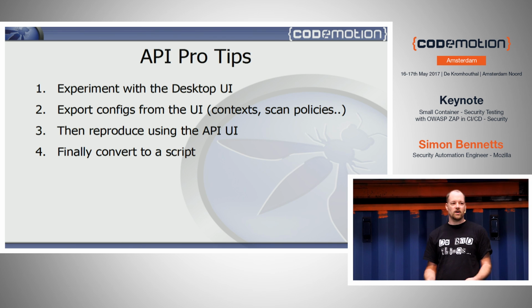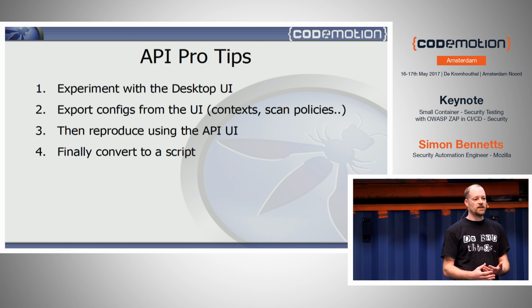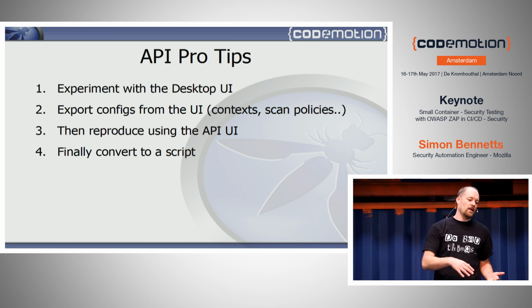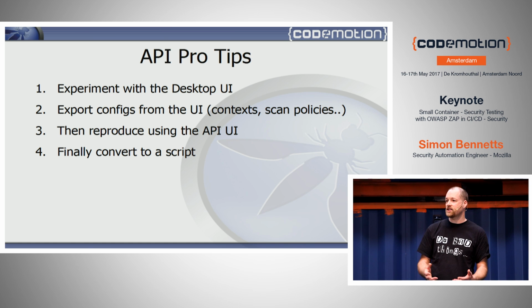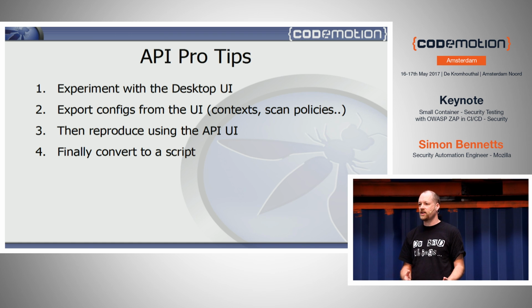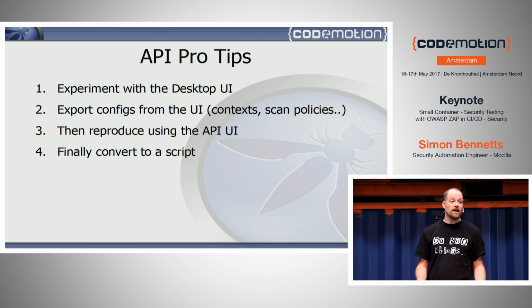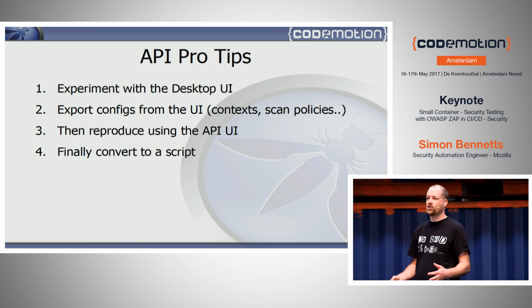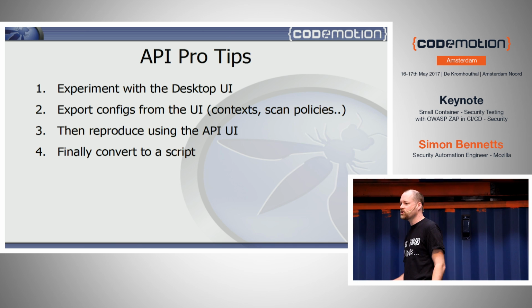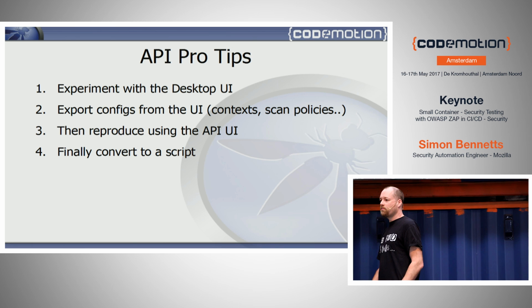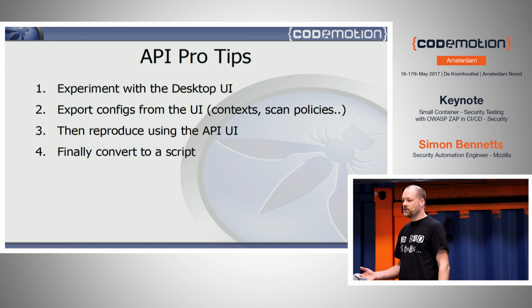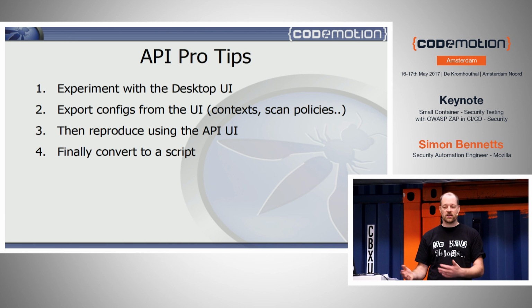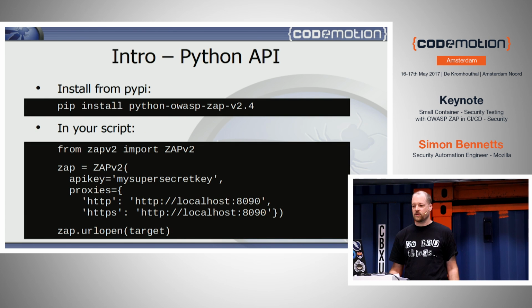Once you've got it working in the UI, then you can export things. The context is where we define the data relative to the application, explaining how the application works to ZAP. You can export that from the UI, and then import that file via the API. That is a much easier way to do things than trying to configure it from the API from scratch. So play around with the UI, reproduce using the API, but with the UI running, particularly if you have any problems, because you can see what's going on, and finally just convert everything to a script.